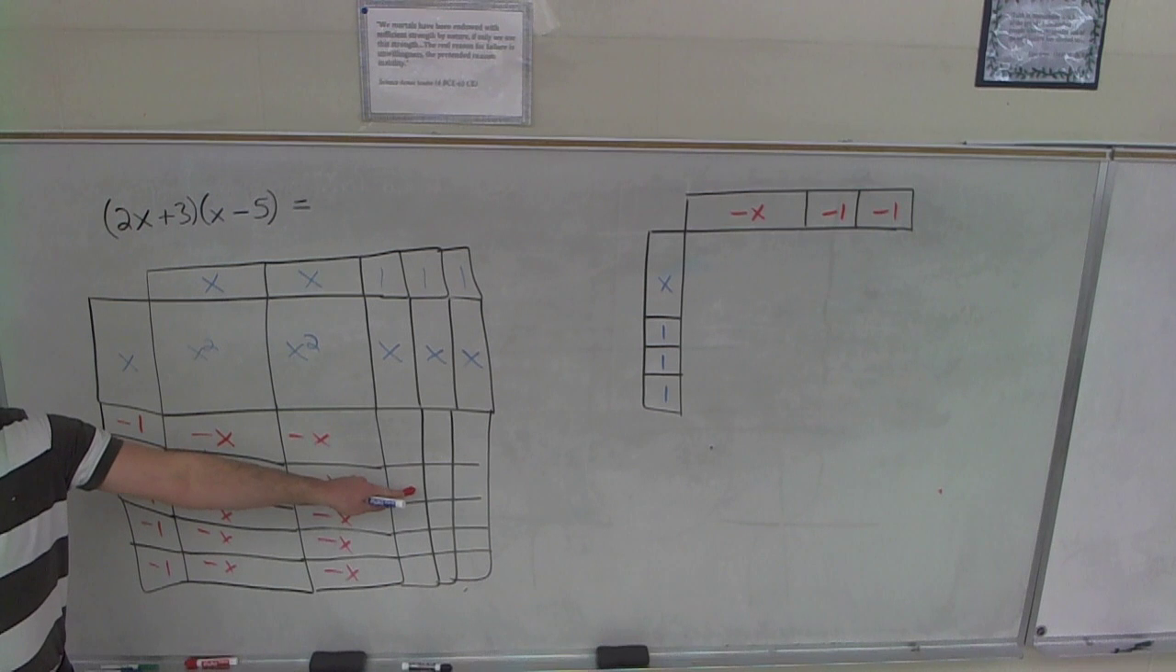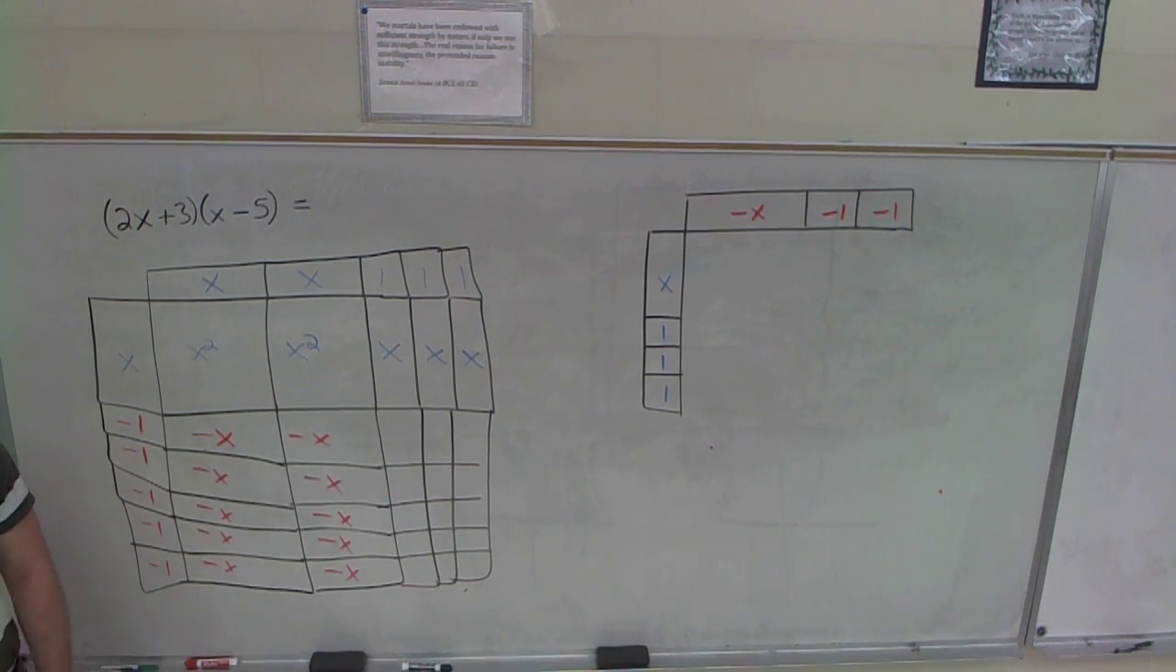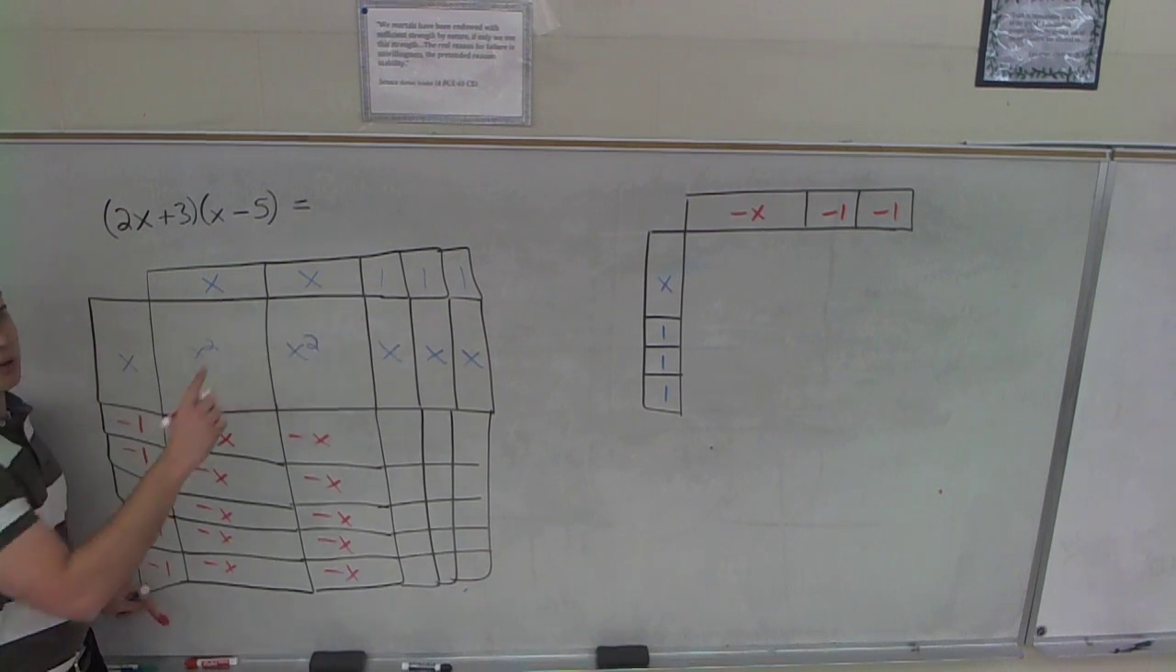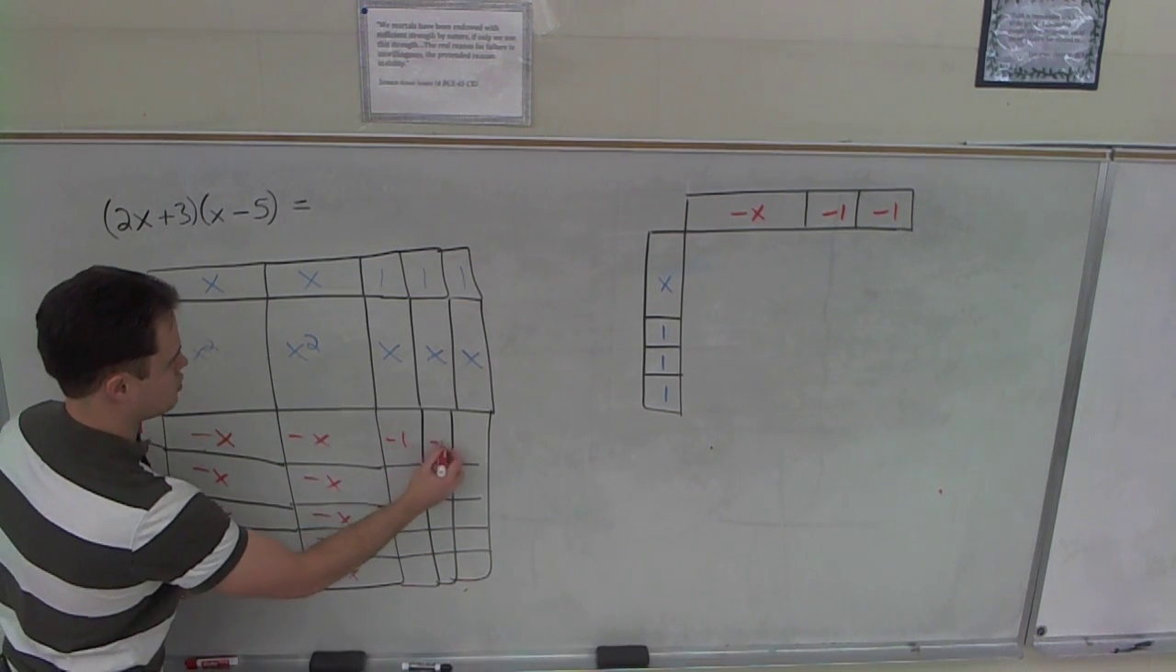And what about these guys? Should these guys be positive blue ones or negative red ones? Negative, because we got red and blue again. When you mix things, you get negative. When you have blue and blue, that's positive times positive is positive. Red and red, negative times negative is positive, so that would make blue as well, okay? So these are all negative, you guys agreed.